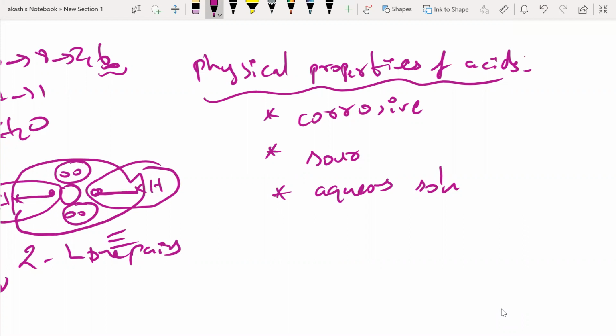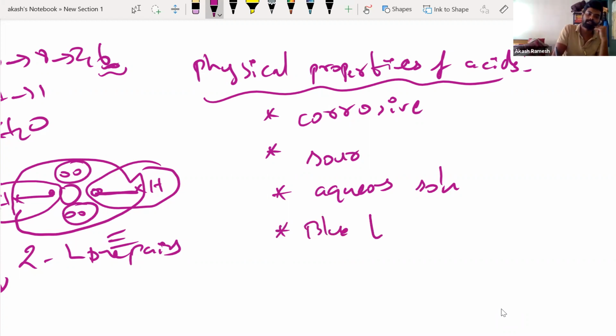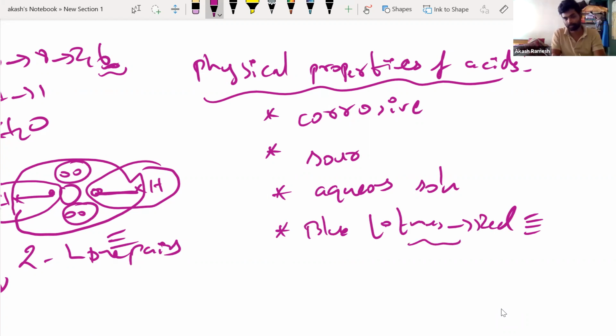Solutions of acid turn blue litmus paper to red. Correct, this also we can say. They turn blue litmus to red. We'll see about this in detail when I go for indicators, don't worry. This is just a physical property. That's a statement you can take down. So these are all the physical properties, and sometimes acids have a pungent smell.